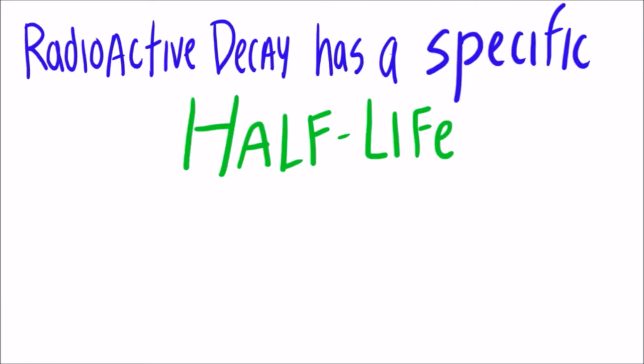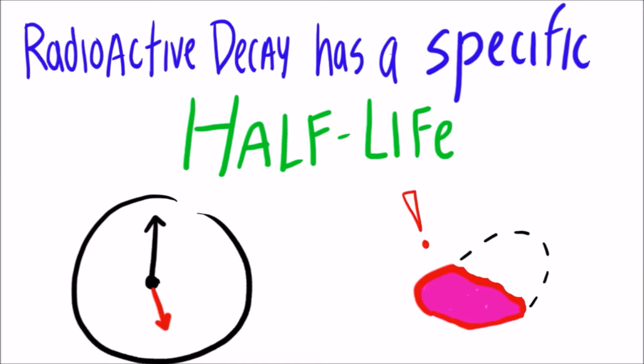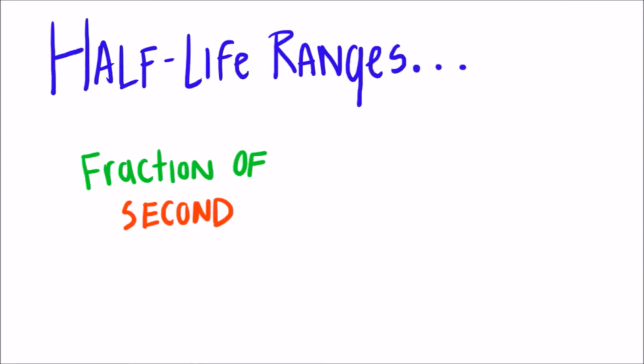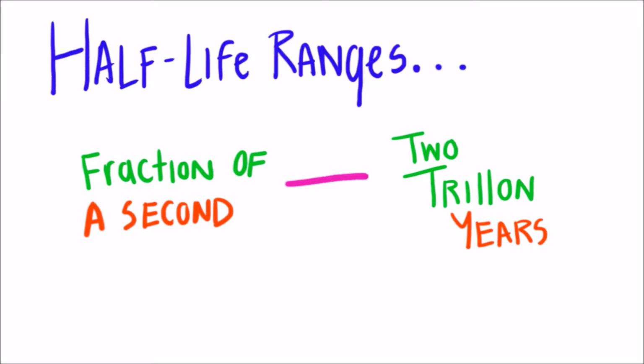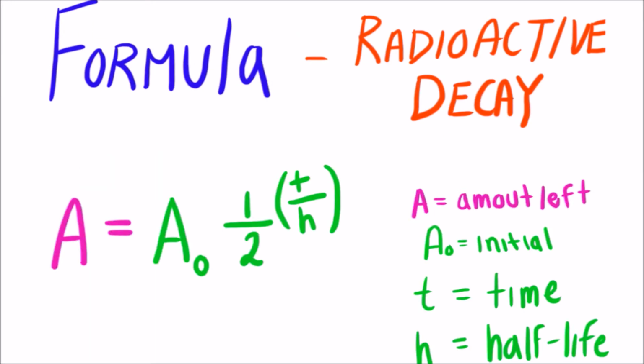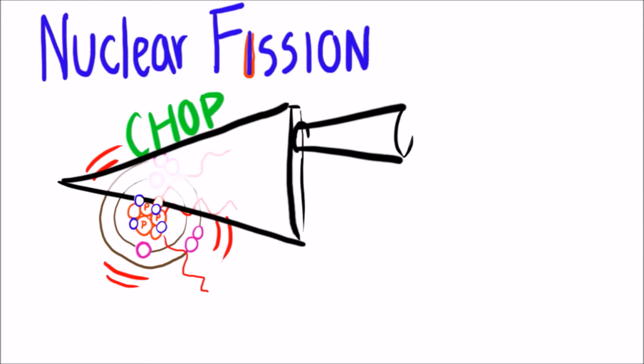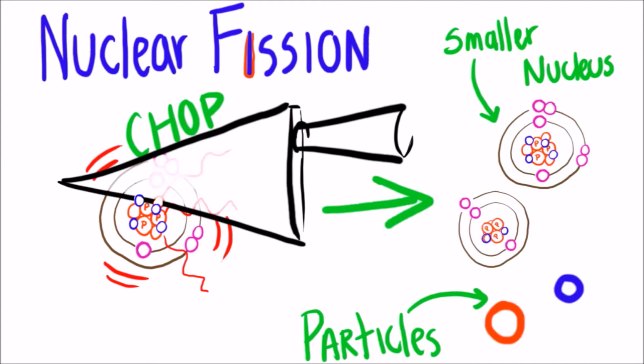Radioactive isotopes have a specific half-life. Half-life is the amount of time it takes for half a sample to decay. Half-life ranges from a fraction of a second to 2 trillion years. Radioactive decay has a formula and is used to figure out how much radioactive material remains over a period of time. Nuclear fission is the splitting of an atom's nucleus, forming elements with smaller nuclei and particles. This usually happens in heavy radioactive isotopes.